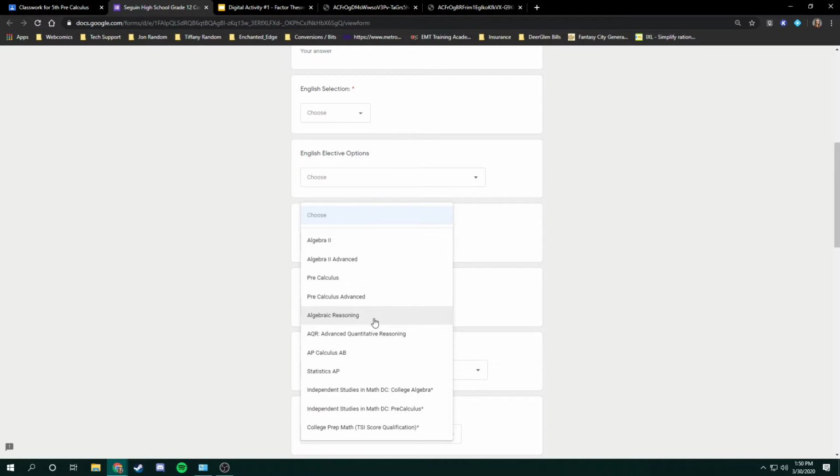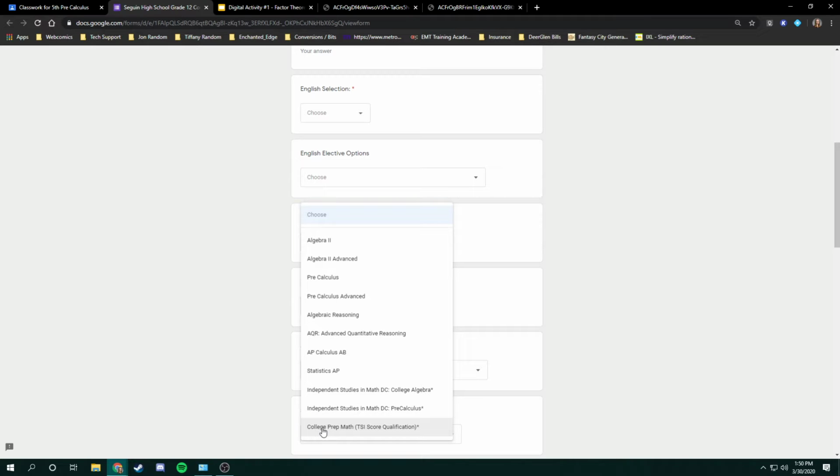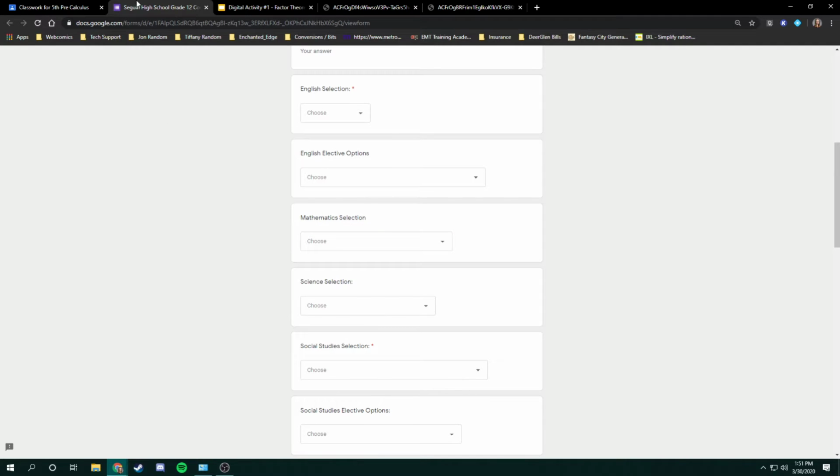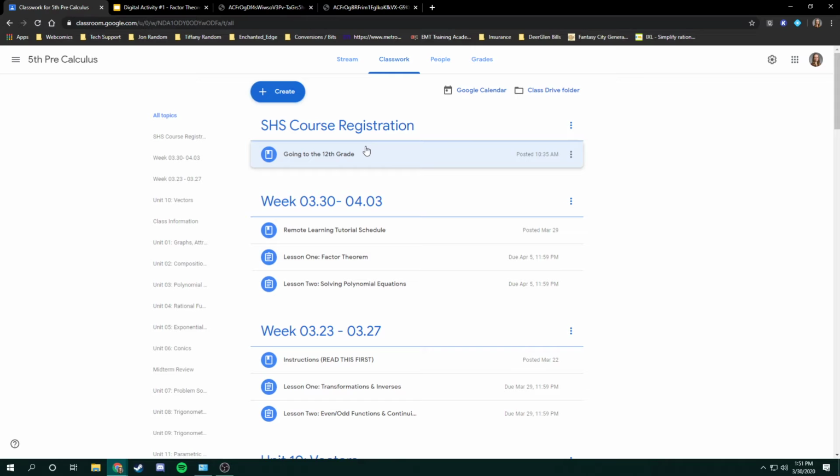So you guys have options like algebraic reasoning, calculus, statistics, college algebra, and it looks like a college prep math class they're trying to put on there. Some of these math classes make depending on how many students sign up for them, so keep that in mind too. If there's something you're interested in, sign up for it. Try to get that done as soon as you can. Seniors don't have to worry about that.